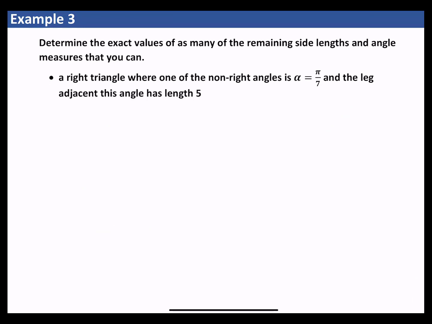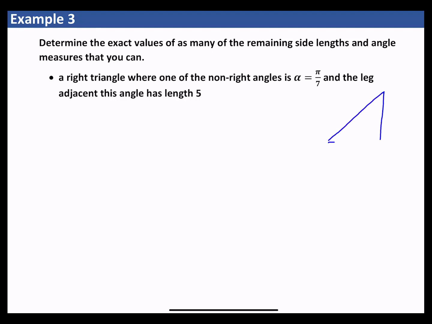Again, we're going to determine the exact values for as many side lengths and angle measures that we can. We have a right triangle where one of the non-right angles is alpha equals pi over 7, and the leg adjacent to this angle has length 5.